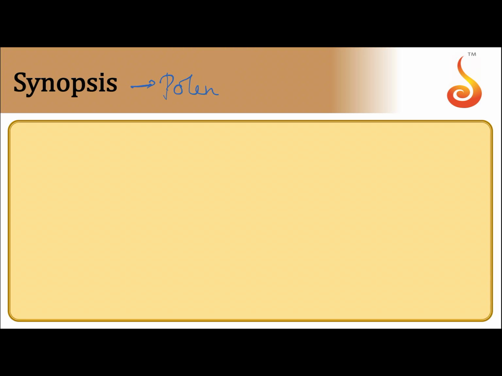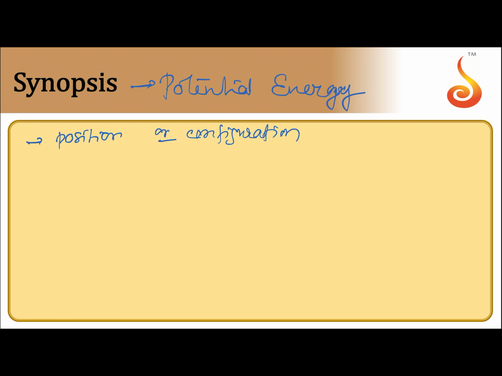Potential energy is the energy possessed by an object by virtue of its configuration or position in a conservative force field. So this is by virtue of its position or configuration in a conservative force field.